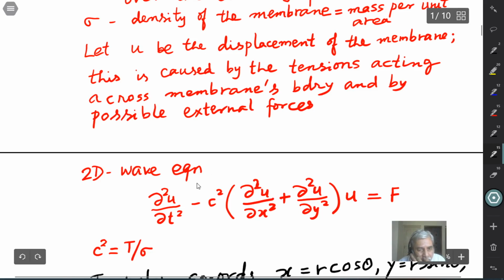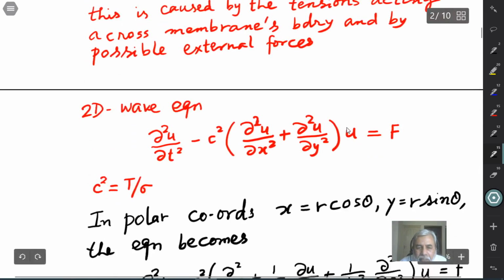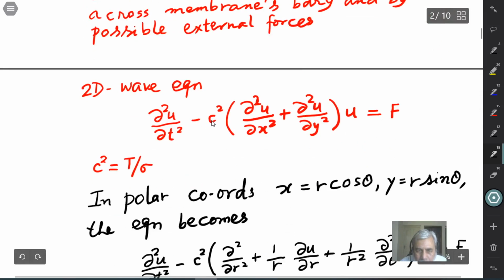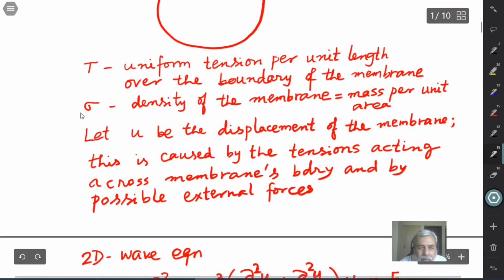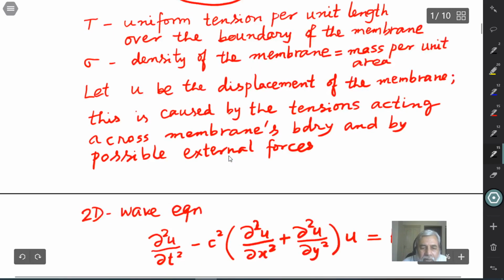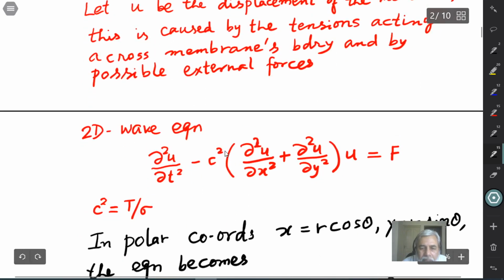Only small displacement, otherwise this c will not be a constant, just like the vibration of a string, that's the one dimensional wave equation which we derived in the first part of this course, very similar to that. So here it's the two-dimensional wave equation, and this speed of propagation is given by c squared equal to T by sigma. So these are the physically relevant quantities, this T and sigma. T is the uniform tension and sigma is the density of the membrane.